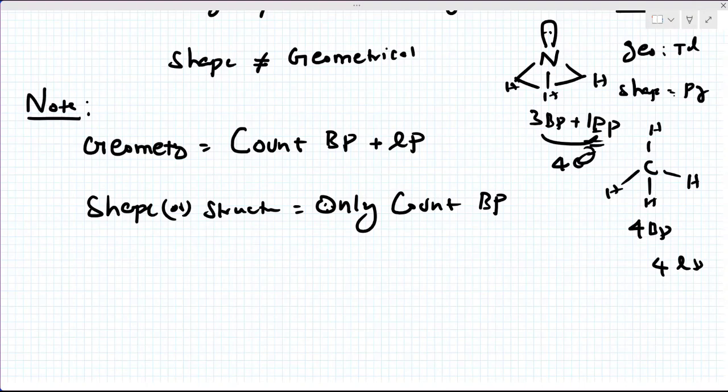In exam, if they ask geometry, we have to count both bond pair and lone pair. In the exam, if they ask shape and structure, we only look at bond pair, forget the lone pair. Now see the arrangement of bond pairs and tell the shape or structure of the molecules. This is a very, very important point.